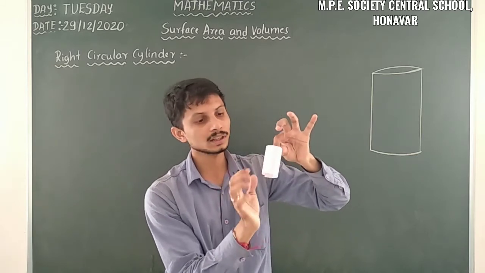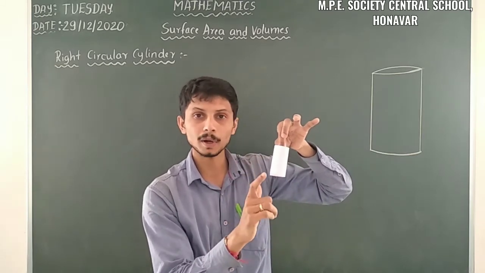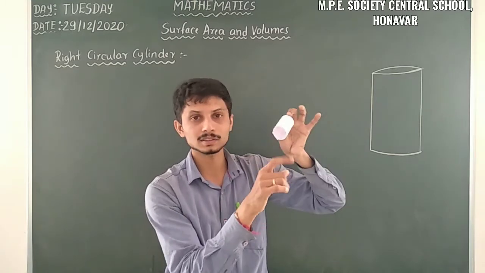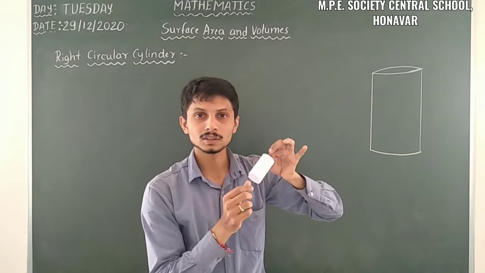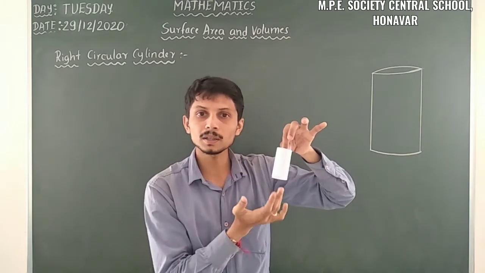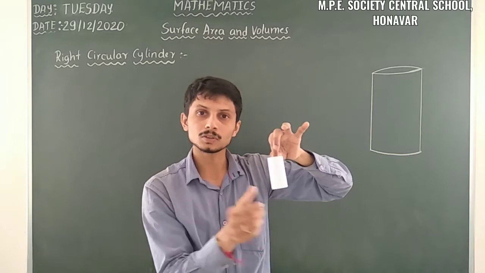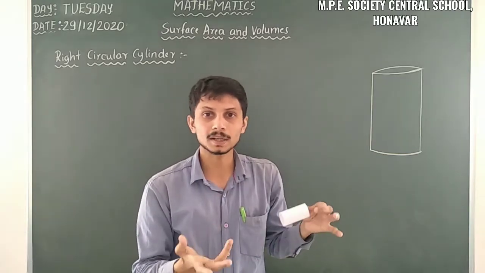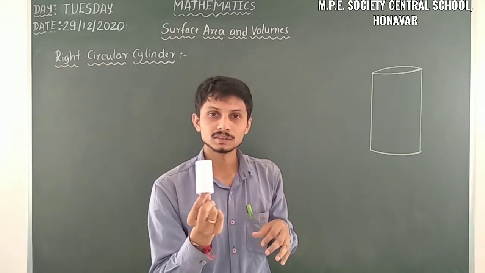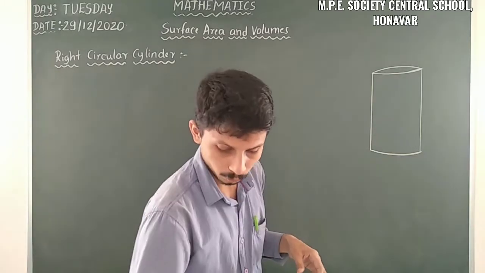Just observe, here it is a curved part. We have only the curved part of this cylinder, and the upper part is circular, and the lower part is also circular. So it is not closed. Here it is an open part. The top part and the bottom part are open. We can close them using another paper like that. So here it is a cylinder. How to form that one?